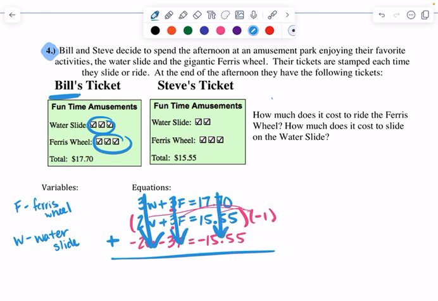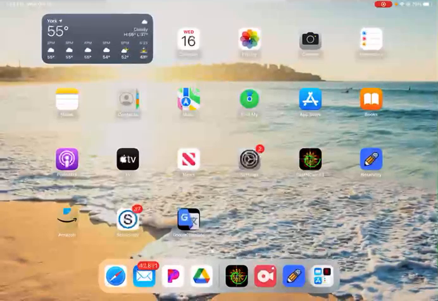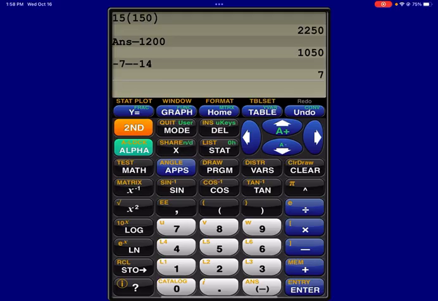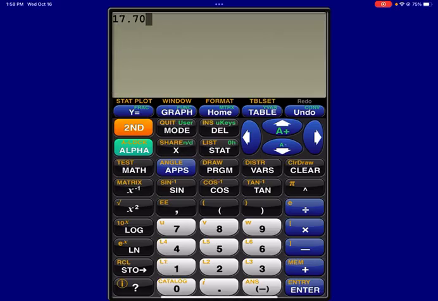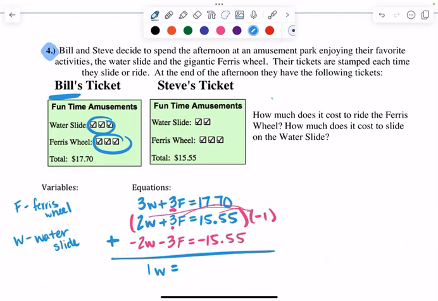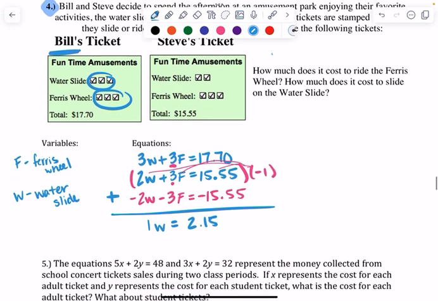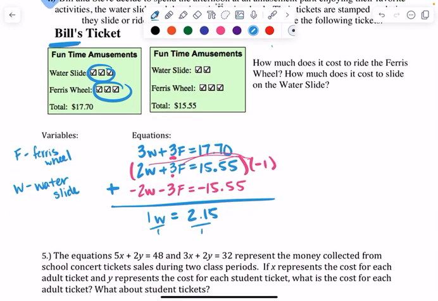Add straight down. So W's, 3 plus -2, 1. 17.70 plus -15.55 is $2.15. You can divide by 1 if you want. So the water slide costs $2.15.